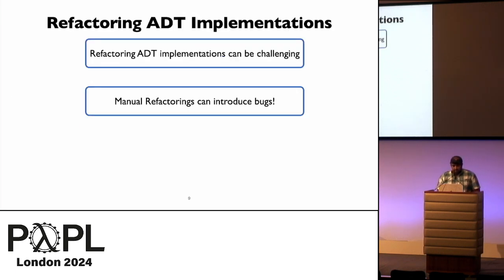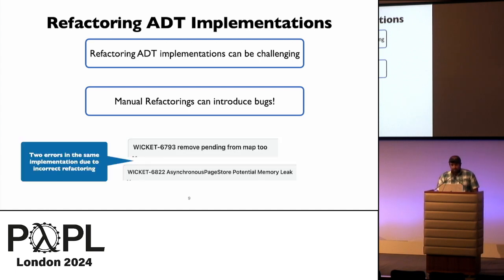And not unsurprisingly, manual refactorings can introduce new bugs into the program. And we actually found a real-world case where a refactoring introduced 2 bugs, both of which resulted in memory leaks.